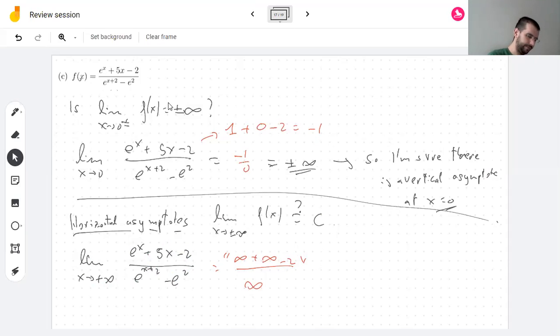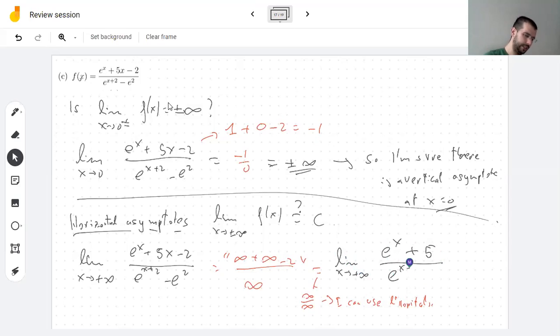It's infinity divided by infinity. Since it's infinity divided by infinity, that means I can use L'Hopital's rule. Or I could divide by the thing that looks the most important. Probably not worth it. Better to just use L'Hopital, since the derivatives are going to be easy. The derivative of the exponential is itself. Derivative of 5x is 5. Derivative of e to the x plus 2 is the derivative of the outside times the derivative of the inside. And then the derivative of a constant is 0. So this is what I'm left with. It looks simpler, so that's good.